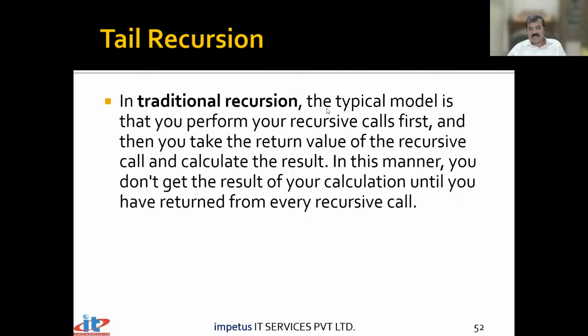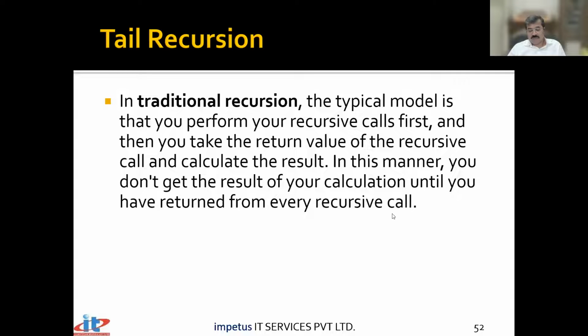In traditional recursion, the typical model is that you perform your recursive call first and then take the return value of the recursive call and calculate the result. What we did in that factorial function: we made a recursive call, the recursive call returned a value, and that we used to multiply with the previous value and so on.